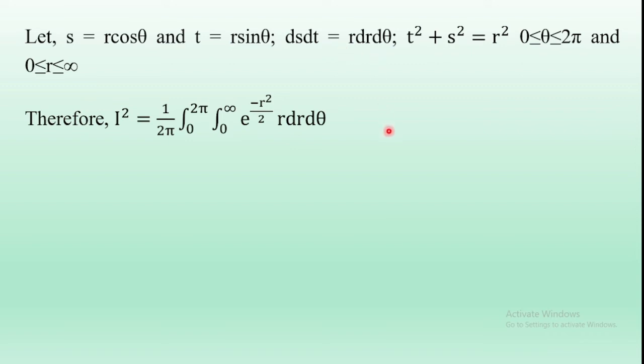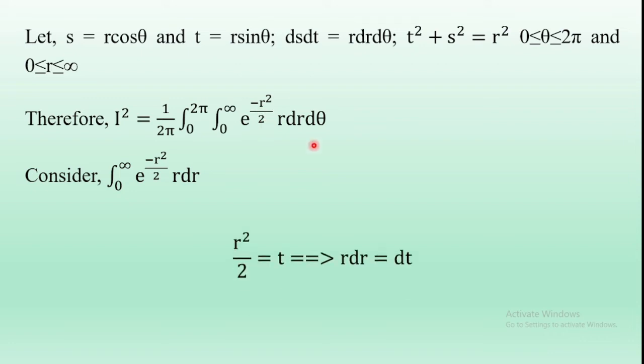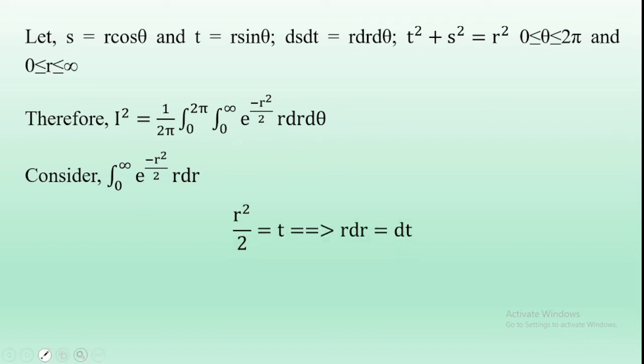And from this equation, separately simplifying, first simplifying the integral 0 to infinity e power minus r square by 2 r dr. So r square by 2 is equal to t. Differentiating with respect to t, 2r dr by 2 is equal to dt. So r dr is equal to dt.